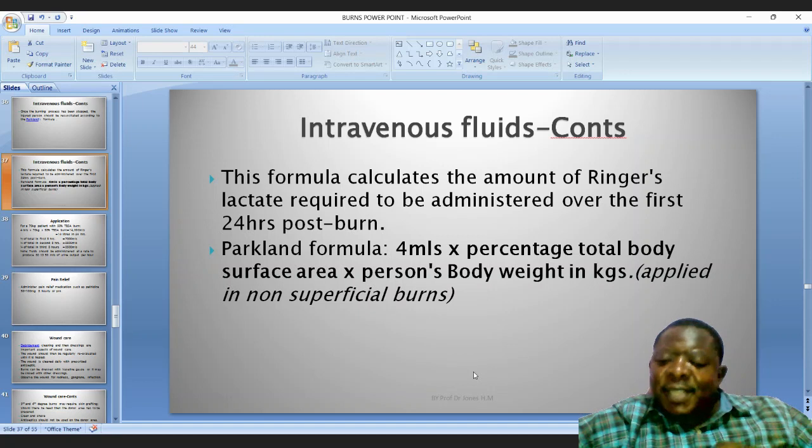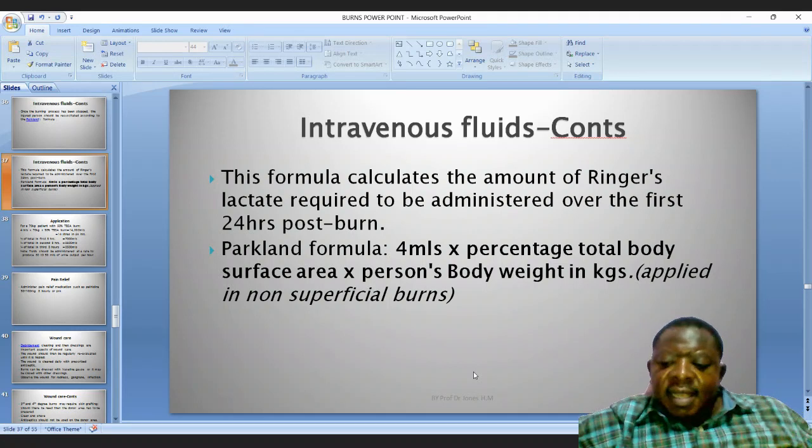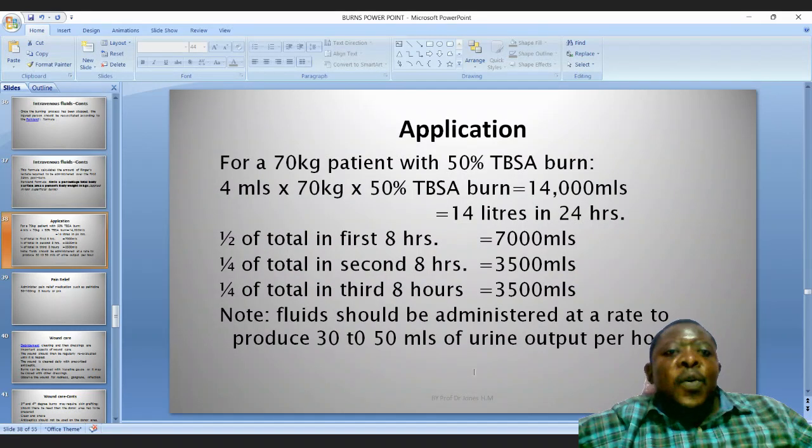Let's have an example. For a 70 kg patient with 50% total body surface area burnt, within Parkland's formula we are supposed to replace fluids. So 4 mL is a fixed figure. So 4 mL times total body surface area times the person's body weight. So we are saying 4 mL times, in our example, 70 kg, that is the weight of the patient.